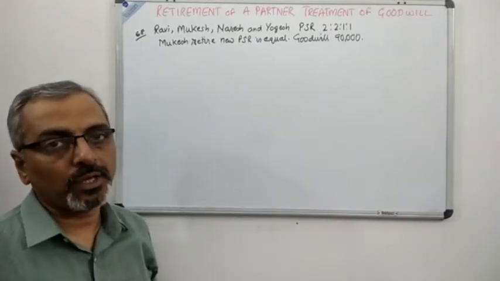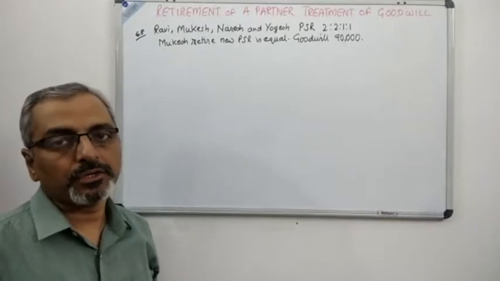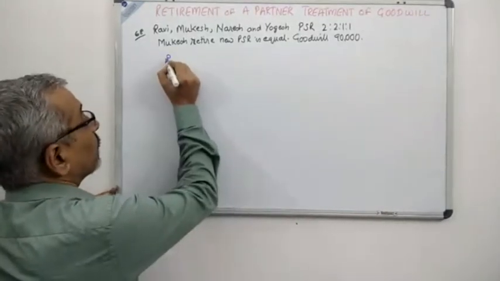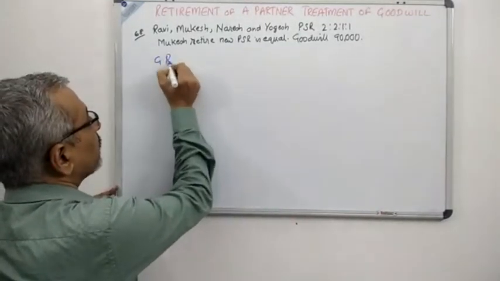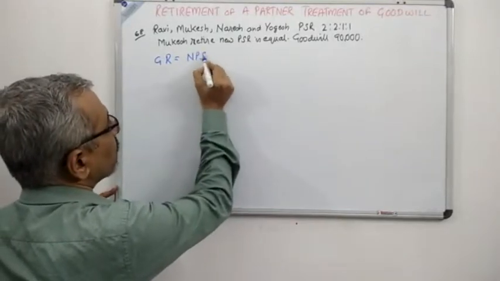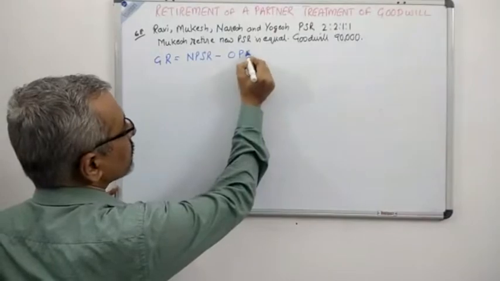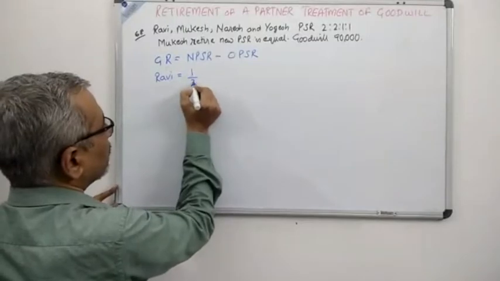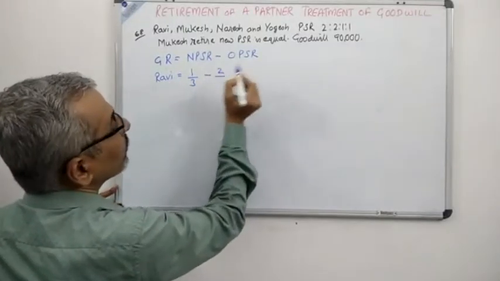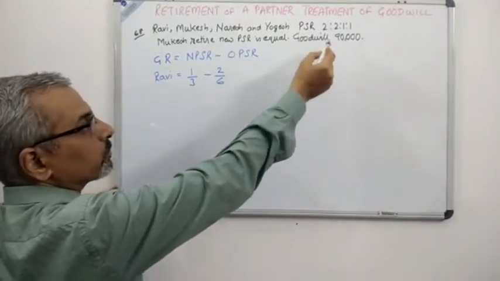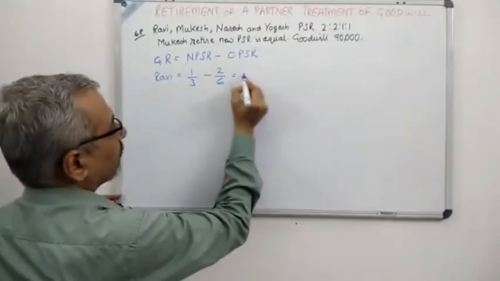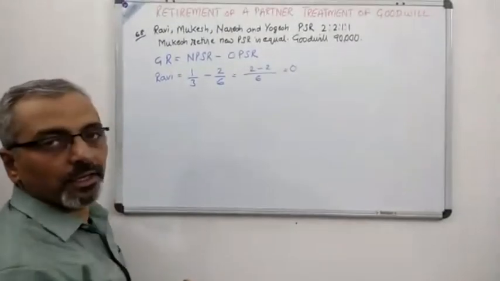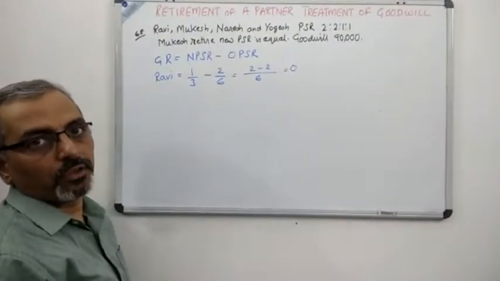Let us first calculate the most important thing, that is the gaining ratio, and then we will do the journal entry. Step number 1, we calculate the gaining ratio, which is new profit sharing ratio minus old profit sharing ratio. For Ravi, 1/3 minus 2/6. Please see over here, 2 plus 2 plus 1 plus 1, so 2/6. The LCM is 6, so 2 minus 2 is 0. So Ravi has neither gained anything nor sacrificed anything on the retirement.